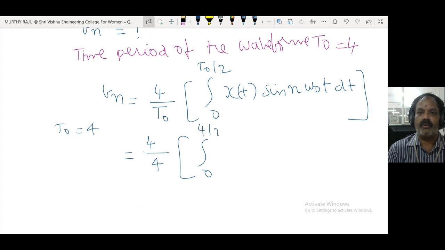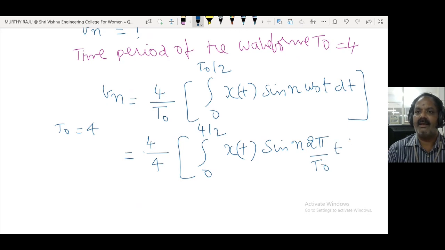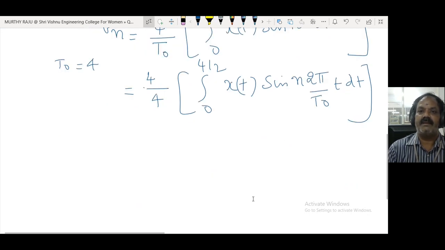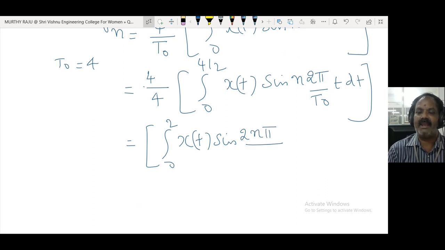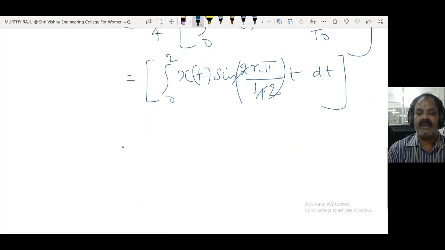0 to 4 by 2, x of t sin n omega naught t dt, where omega naught is equal to 2 pi by T naught. That is equal to 4 by 4 is 1. Integral 0 to 2, x of t sin 2 n pi by 4 t dt. That is equal to n pi by 2 t.